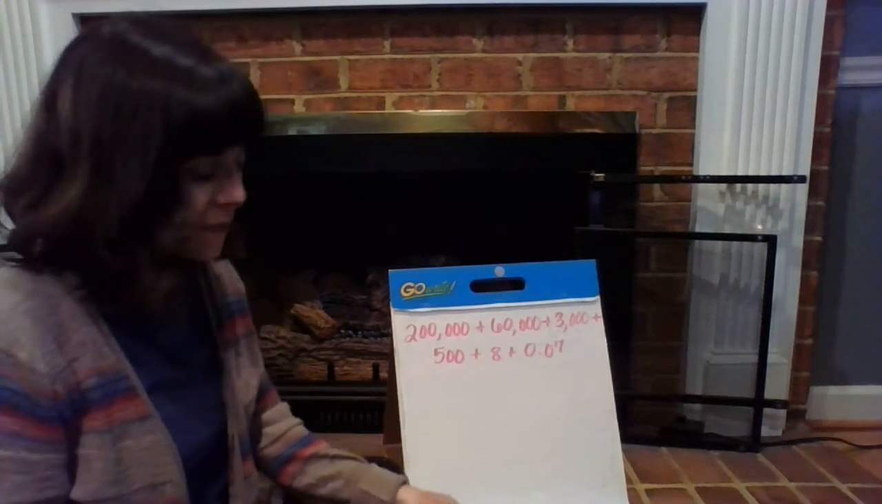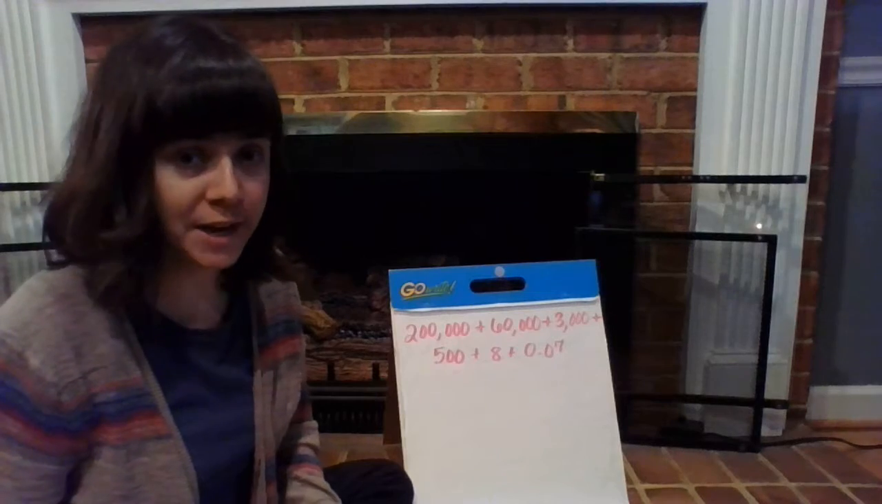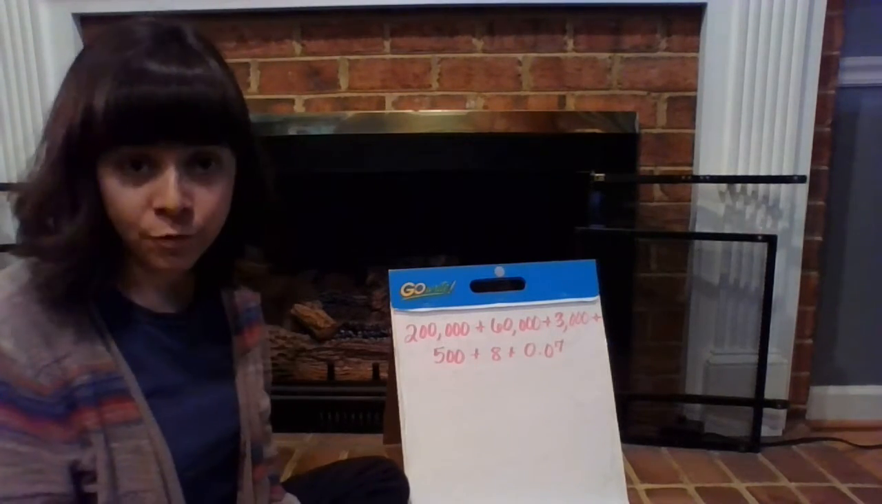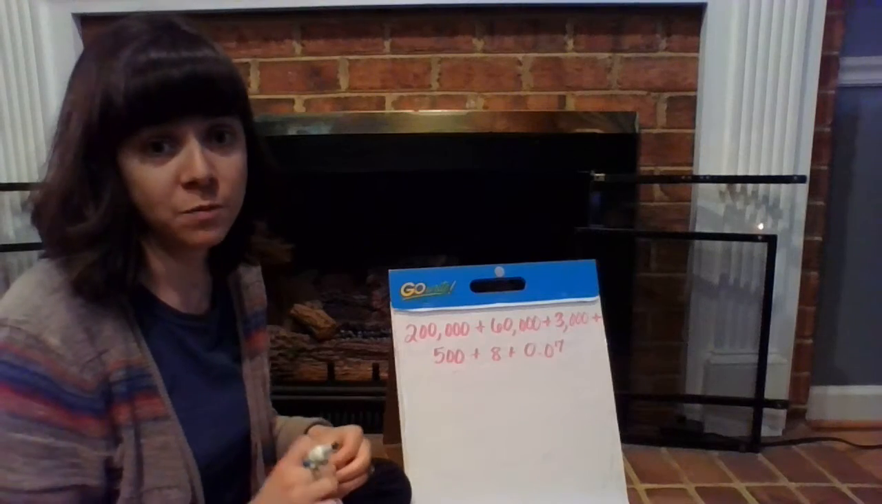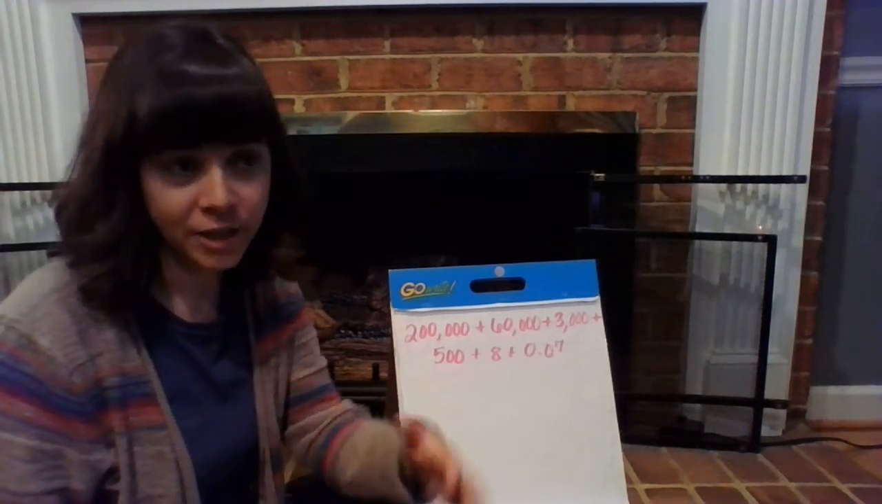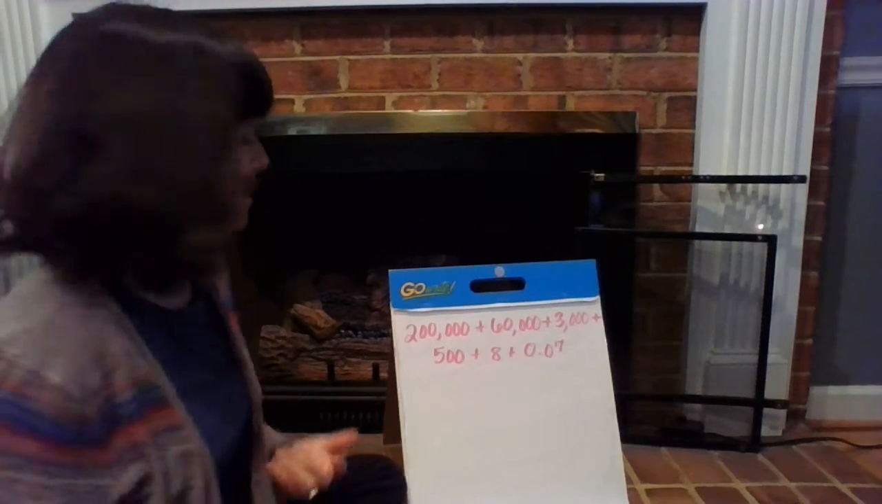So number 1 says write the following number in standard form. And they've given you the number in expanded form. So for standard form, we just want only the digits as we would read it if we were just looking at a number, usually on a piece of paper.